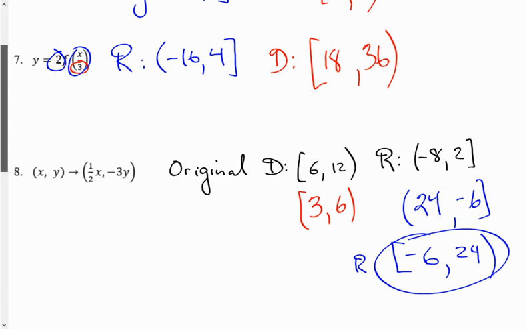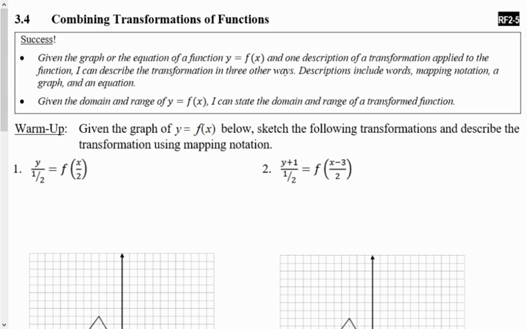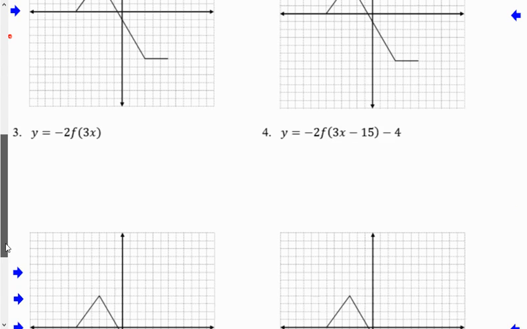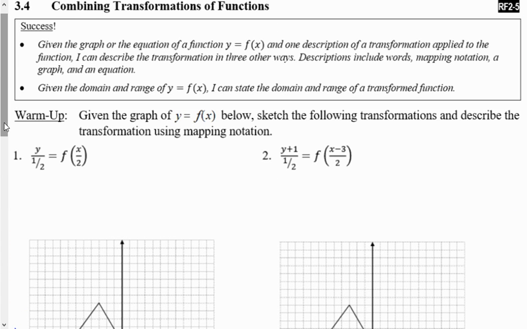Other questions? All right. That finishes this lesson. So I'm going to have you look ahead to the next page. It starts with warm-up questions. So try these, putting together a variety of transformations. And I will stop this video.